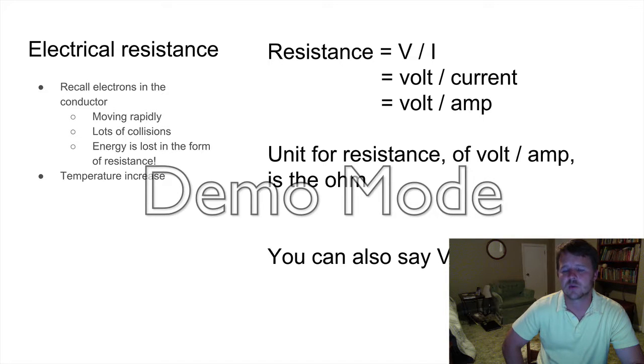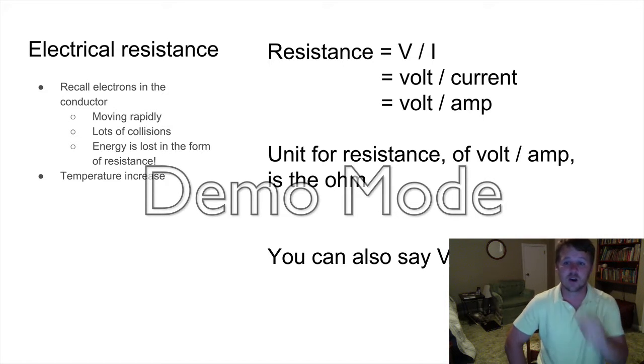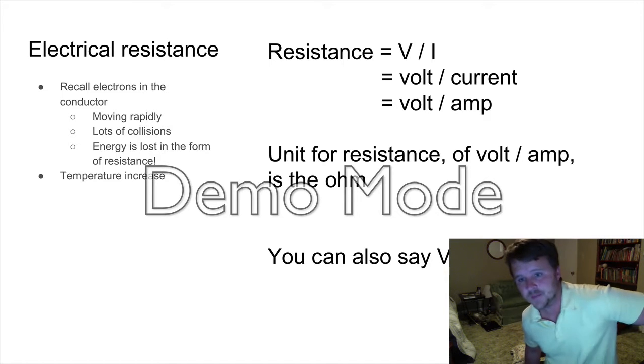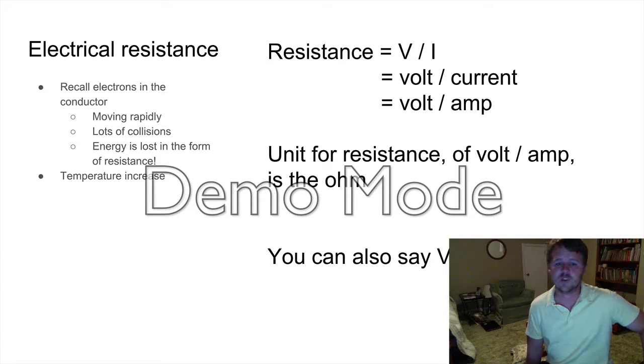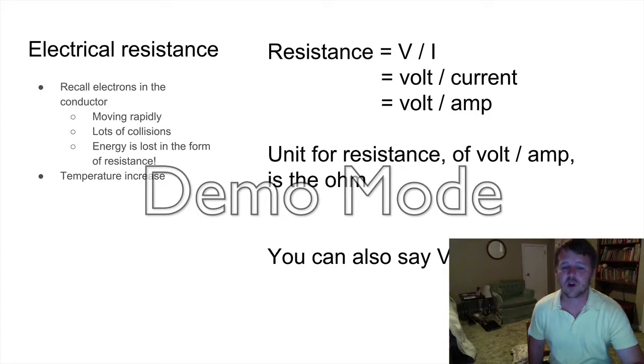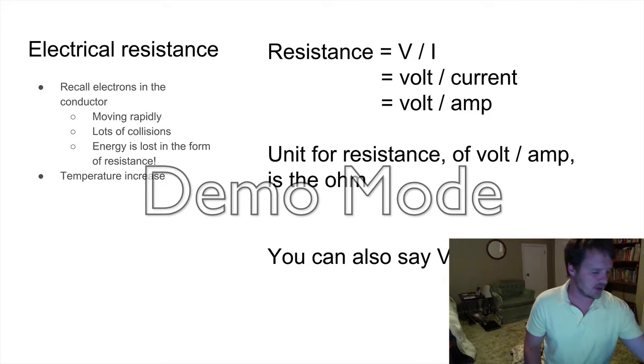So resistance equals volt divided by I. I is current, which is also amp. So the unit for resistance of volt per amp is the ohm. And I'm going to have an example of that later. And if you ever need to solve for volt, just remember volt equals IR. And I'm going to have a separate video on how to solve equations and a separate video on significant figures coming up too.